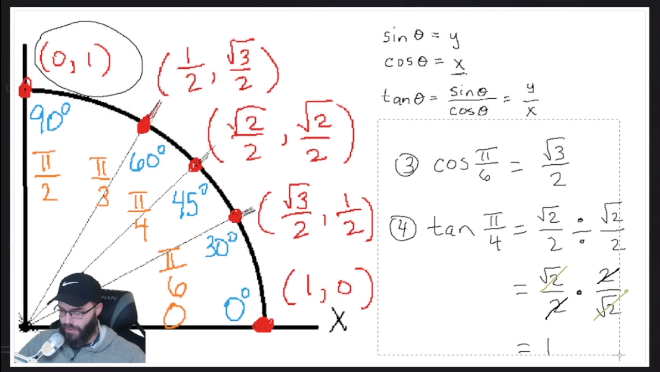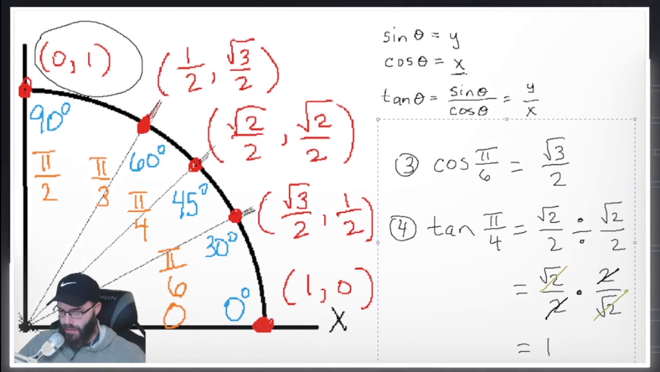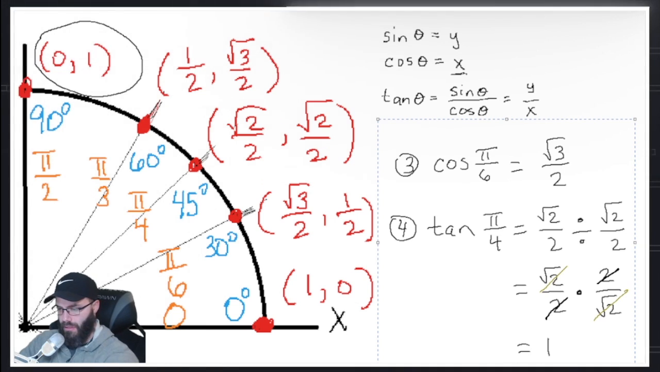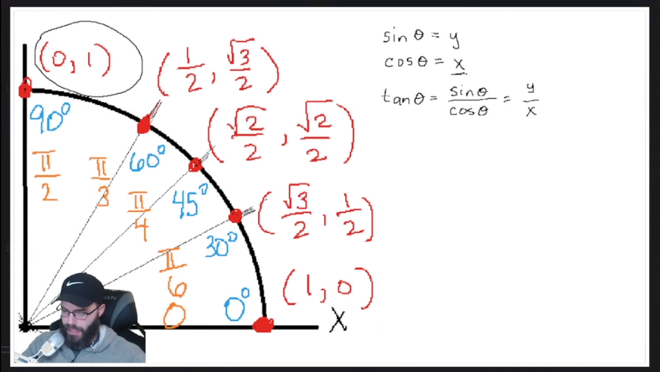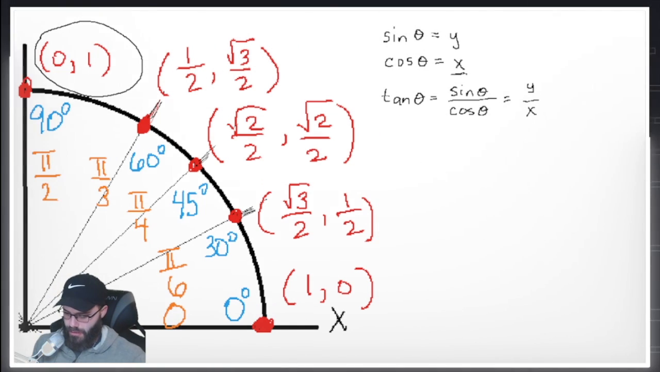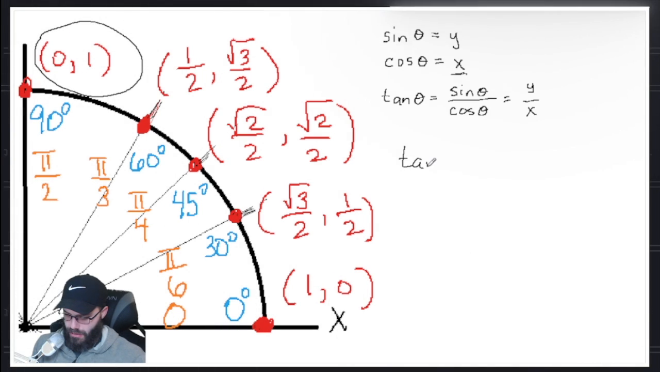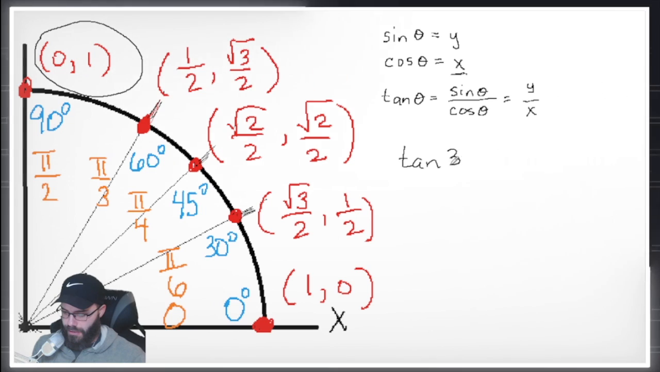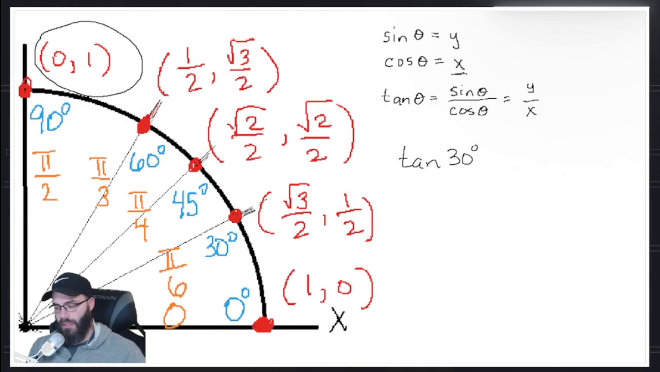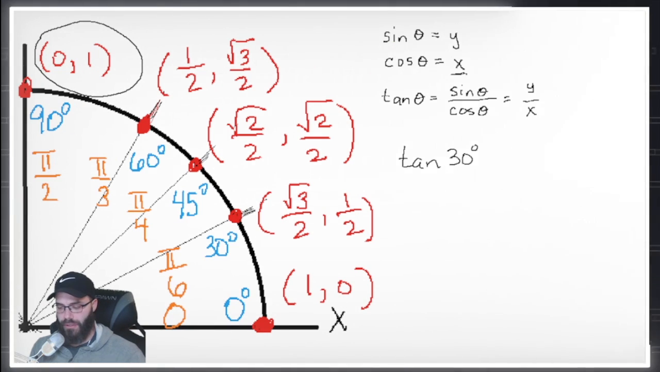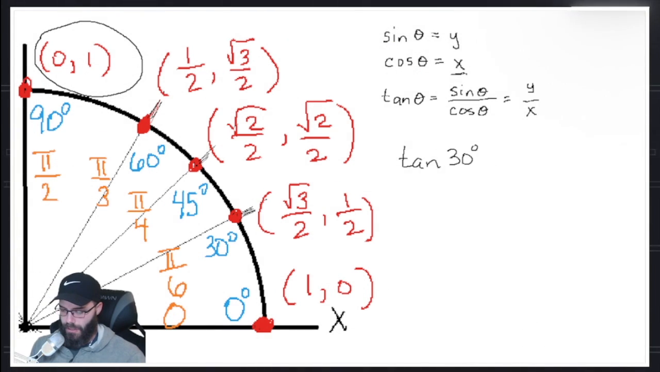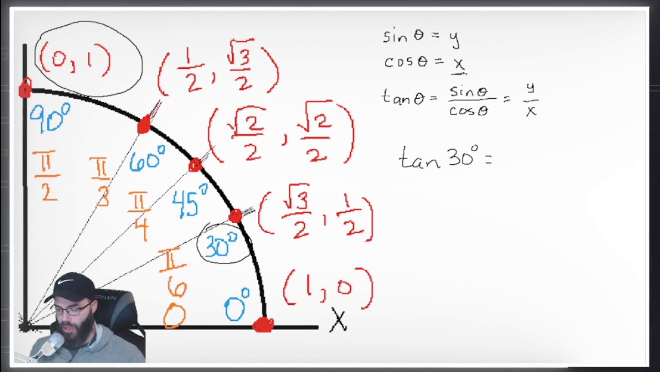Let me take these off the screen. Let's say I wanted to find tangent of, let's say, 30 degrees. Tangent of 30 degrees. Same process. Find 30 degrees on your unit circle, which is here. Tangent is going to be the y value over the x value.